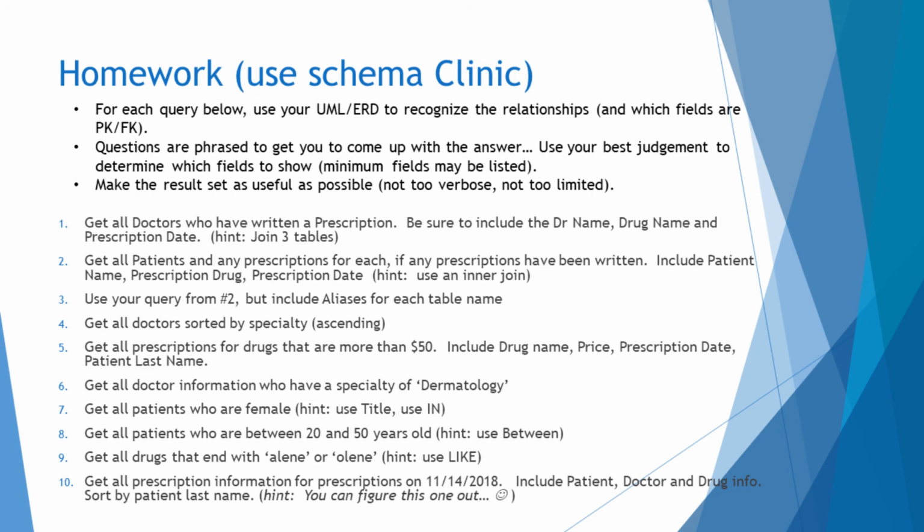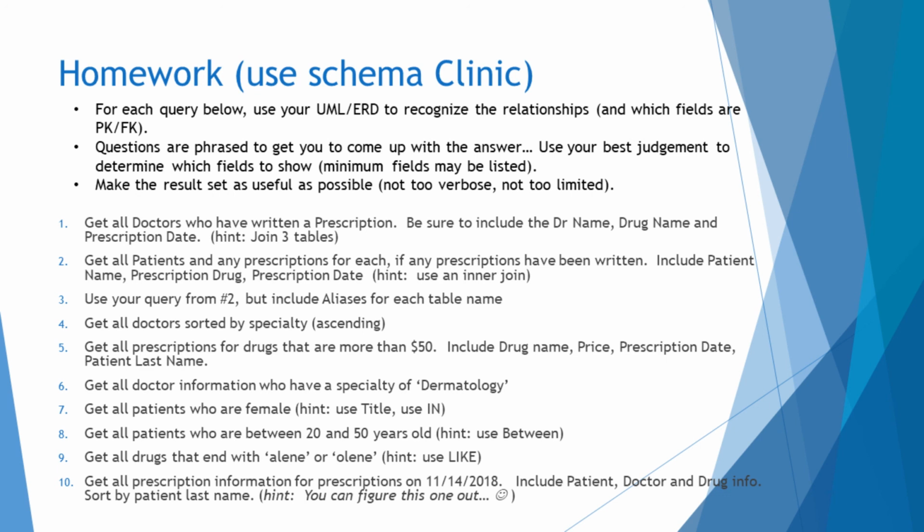Are they going to be a one-to-many? Are they going to be a many-to-many? One-to-one? Are they mandatory or optional? Is there any criteria or cardinality that you need to keep track of, just because that will help you.